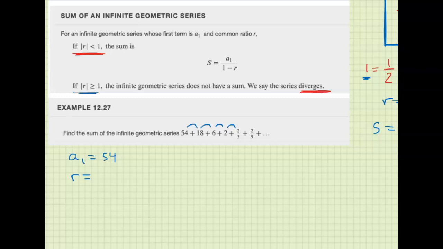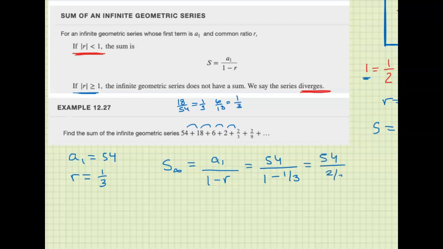So if it's hard to see, just divide a term in the sequence by the previous one. So 18 divided by 54 gives you 1/3. 6 divided by 18 gives you 1/3. All right, so that's the common ratio. So the infinite sum is going to be a1 over 1 minus r. 54 divided by 1 minus 1/3. 54 divided by 2/3, which is 54 times 3/2. This is 27 times 3, which is 81. So that's the sum of that infinite series.